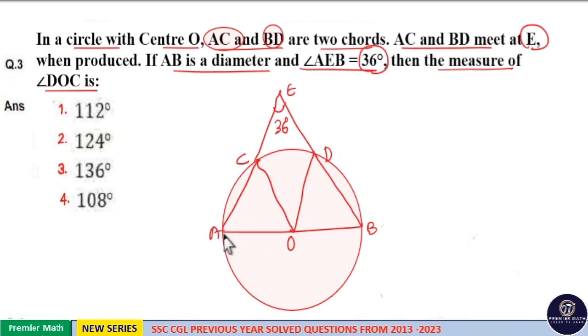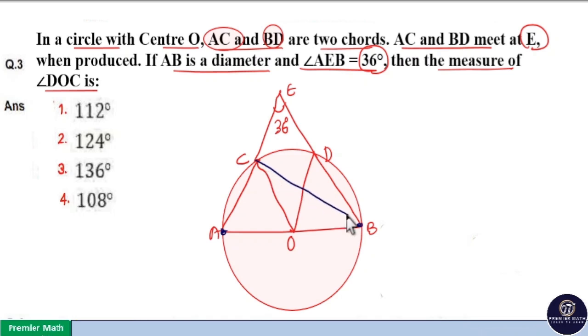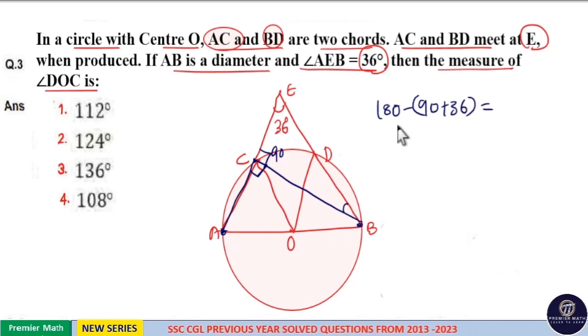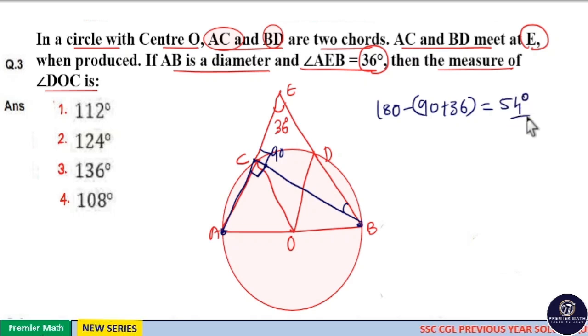Here, if you look at it, this is diameter AB. Diameter can create 90 degree at any point on the circumference. Now this point C is on the circumference of the circle, which means this angle is equal to 90 degree. Now you can see this is also 90 degree. Now if this is 36 and this is 90, then this angle is equal to 180 minus 90 plus 36, which is equal to 90 plus 36 is 126. 180 minus 126 is 54 degree. So angle DBC is equal to 54 degree.